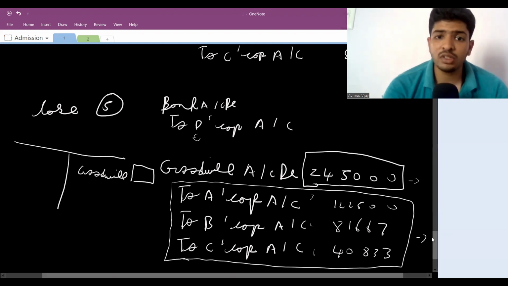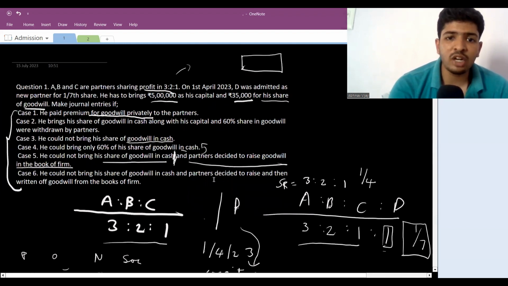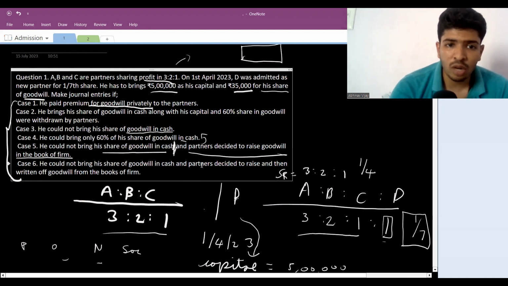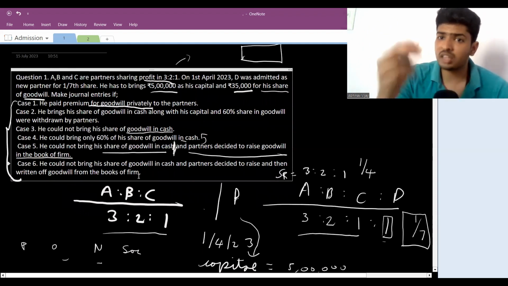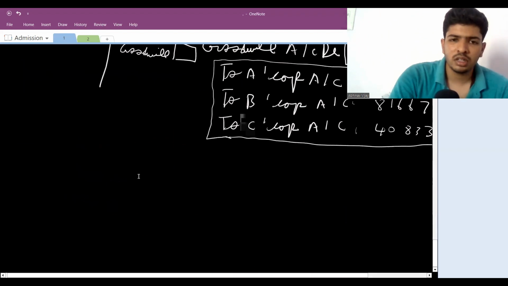Now, the continuation of this question is, in the first question, they say we need to raise goodwill in the books of the firm. So we raised it. In the second question, they said to raise and then write off goodwill from the books of account. So in this case, after we raise, we need to pass another entry. What is the other entry? Simple. Let's go to case 6.